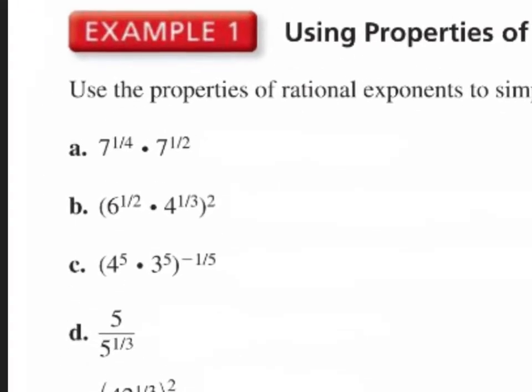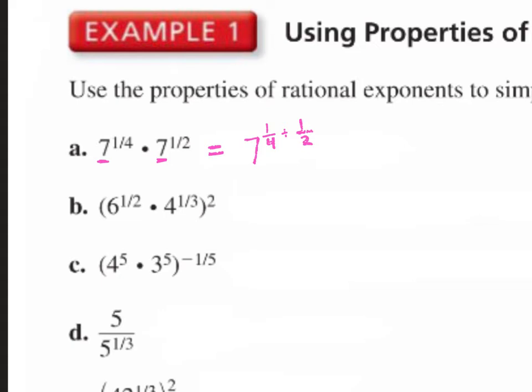So looking at example 1a, we see that these have the same base. So how can we combine these two together? Casey? We add the exponents. So we have 7 to the power of 1/4 plus 1/2. Now how do we add 1/4 plus 1/2? What do we need to add fractions? We need the same denominator.